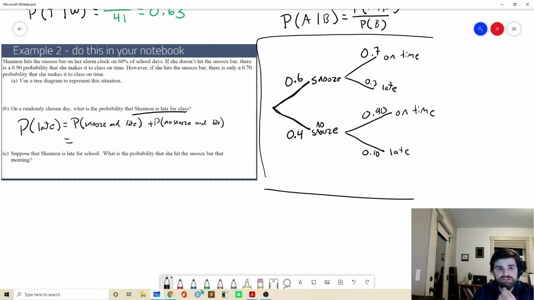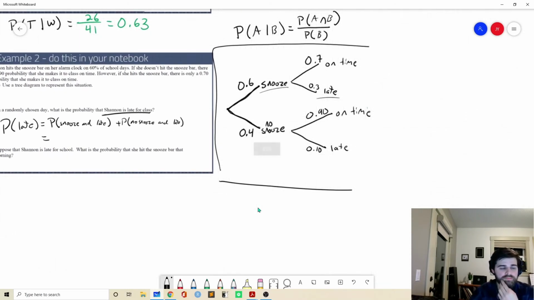So what's the probability that she snoozed and was late? When you're using a tree diagram and you want to know probabilities down the branch, all you have to do is multiply those, right? The probability that she snoozed and was late. Well, we said that 60% of the time she snoozed, and then 30% of that 60% she was late. So we just need to take the 60% of days, multiply by 30% of those, and we get 18%.